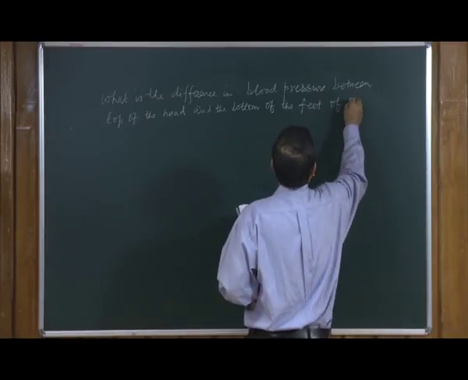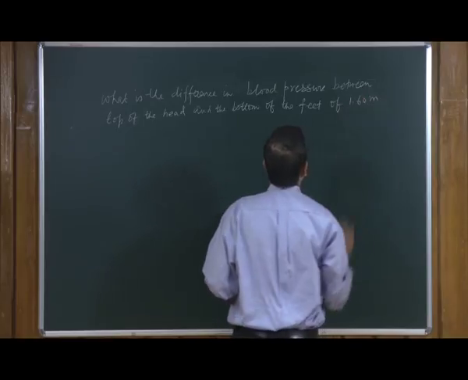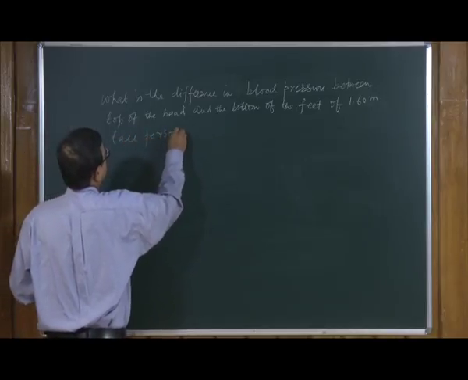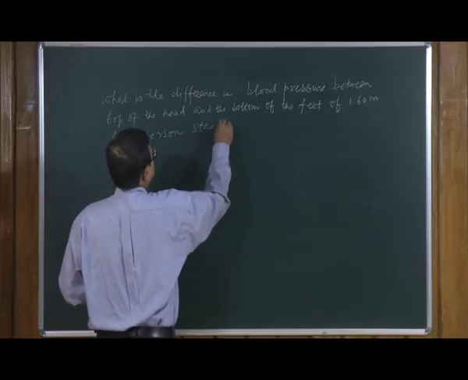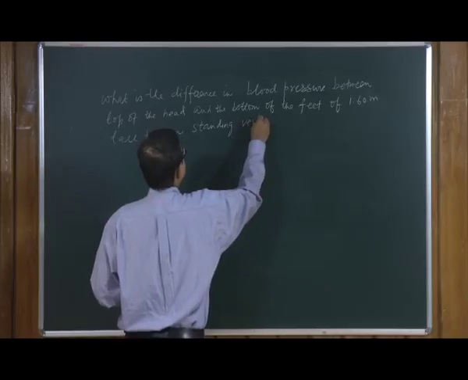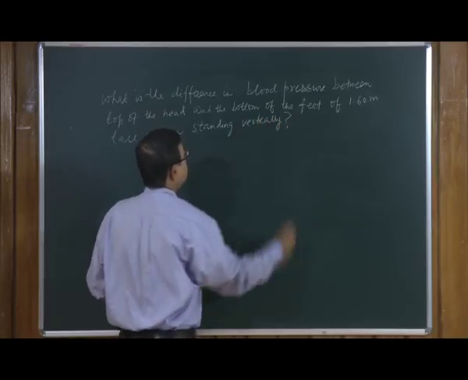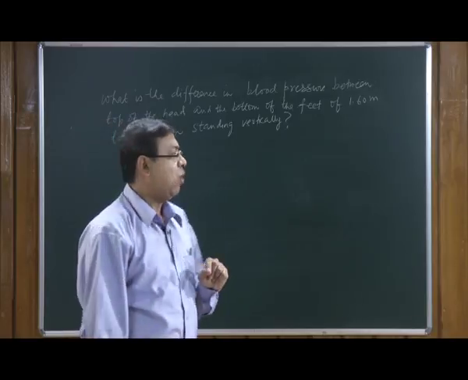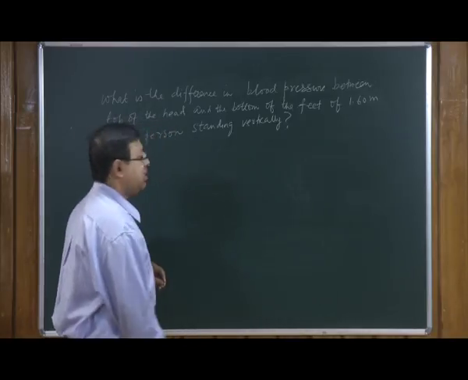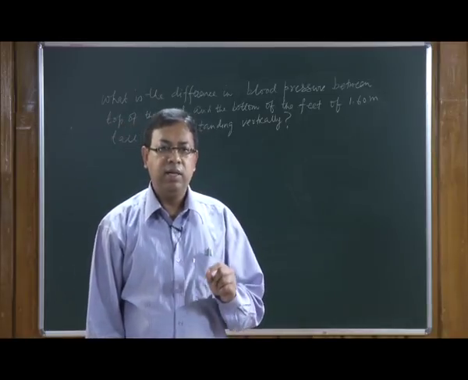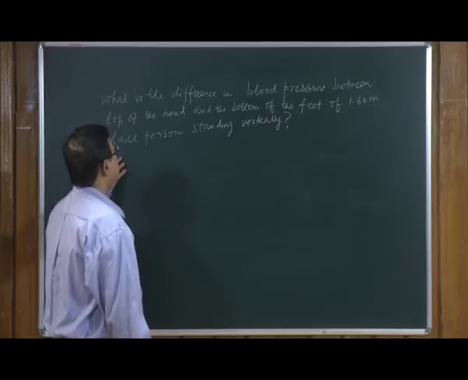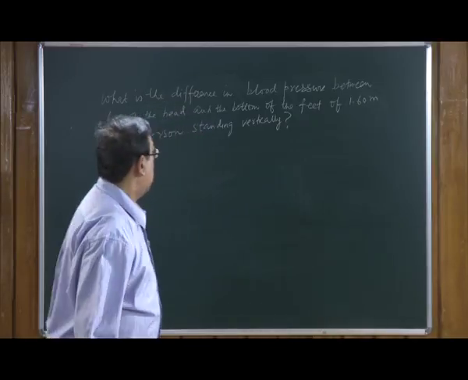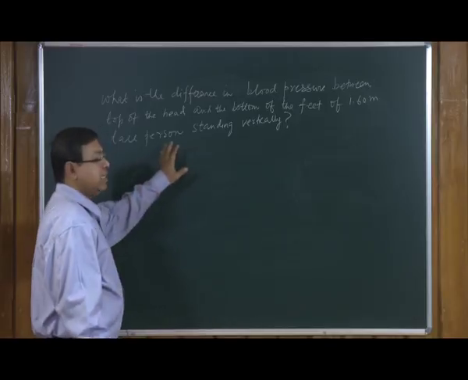of a 1.60 meter tall person standing vertically. So there is a person who is 1.60 meters tall, and you are needed to find the difference in the blood pressure between the top of his head and the bottom of his feet. The person is assumably standing vertically.